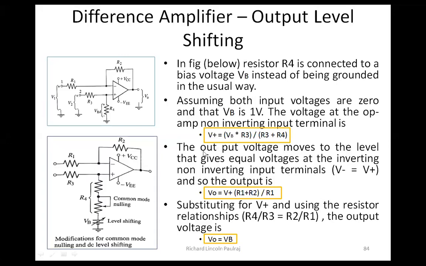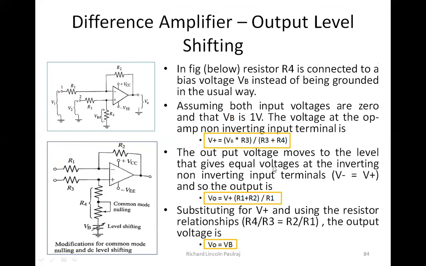The output voltage moves to the level that gives equal voltages at the inverting and non-inverting input terminals. That is right, isn't it? We have seen that we are trying to make V minus equal to V plus. So what is this V minus? It is the voltage at the inverting terminal, and V plus is at the non-inverting terminal. We want both the voltages to be the same.